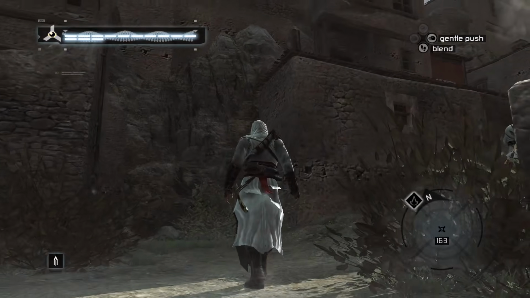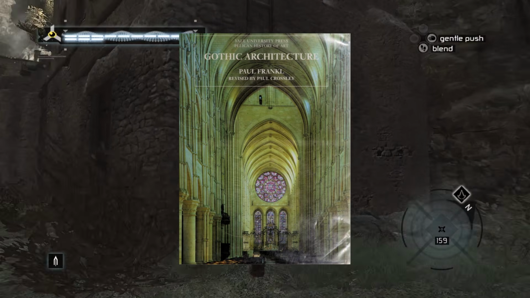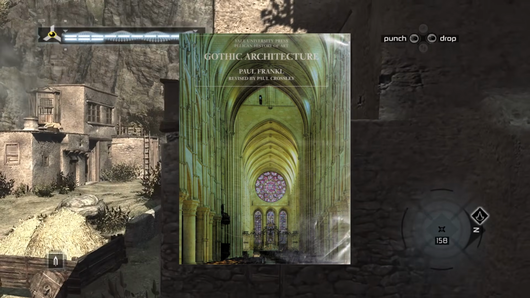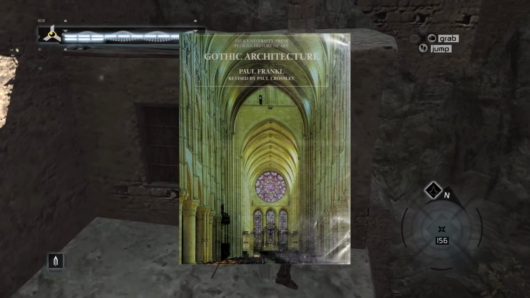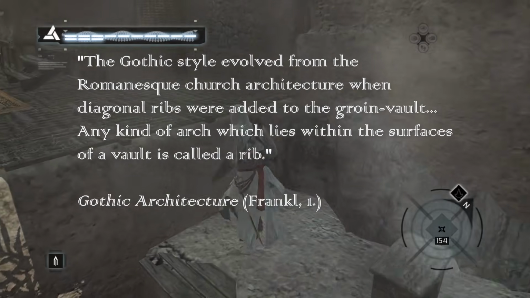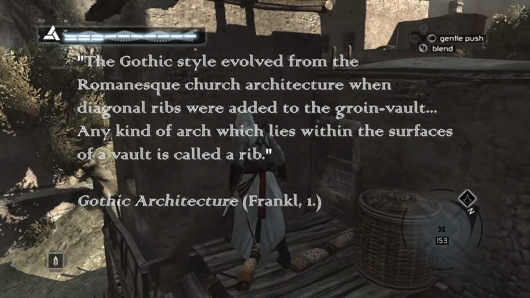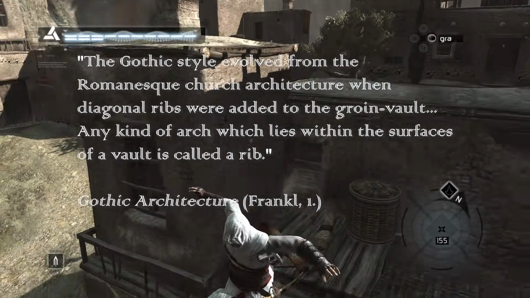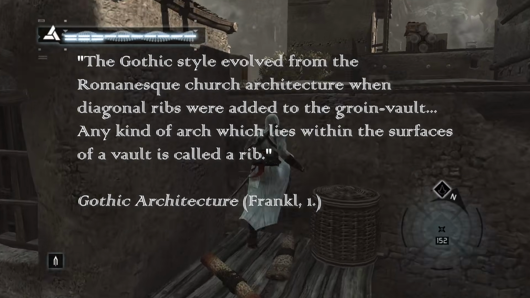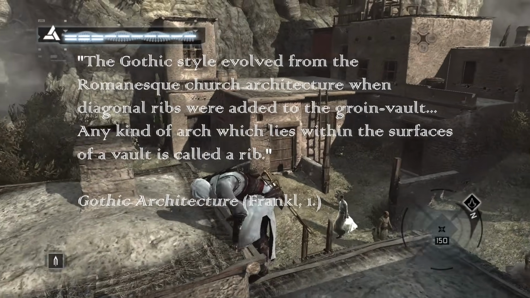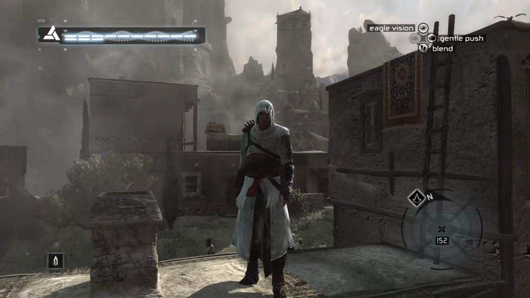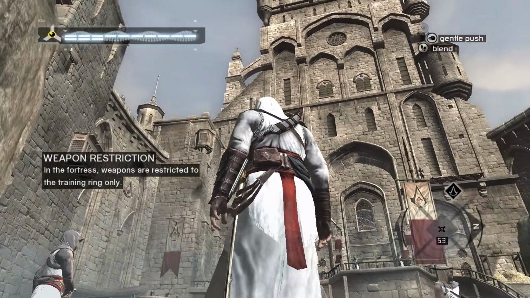But I lucked out finding this book, which gave me a one-sentence definition of Gothic architecture on page 1. Quote, "The Gothic style evolved from the Romanesque church architecture when diagonal ribs were added to the groin vault. Any kind of arch which lies within the surfaces of a vault is called a rib." Oh, right, yeah. So, where's the ribs on this thing?